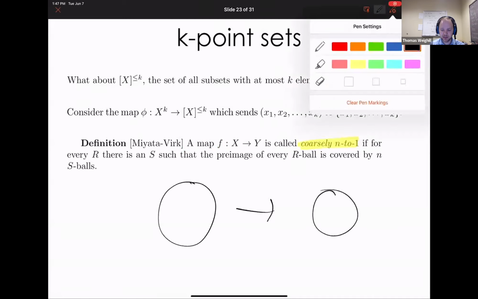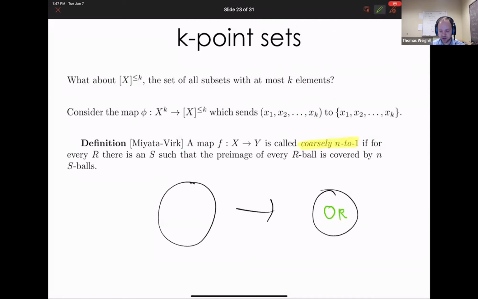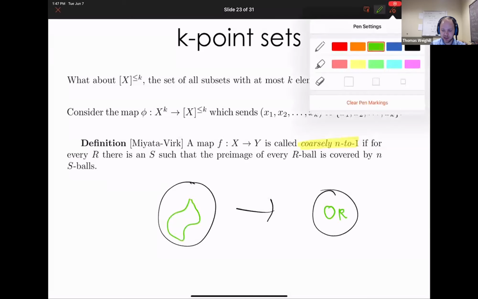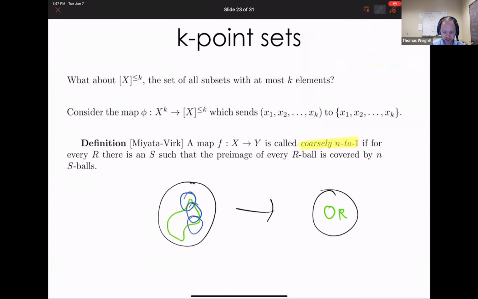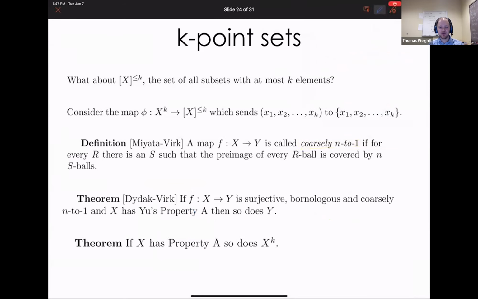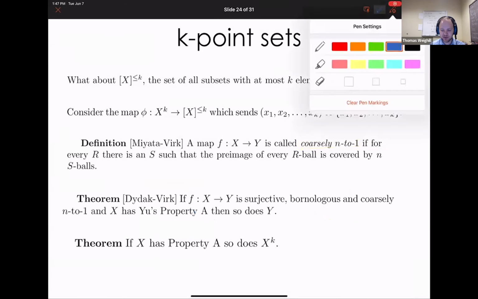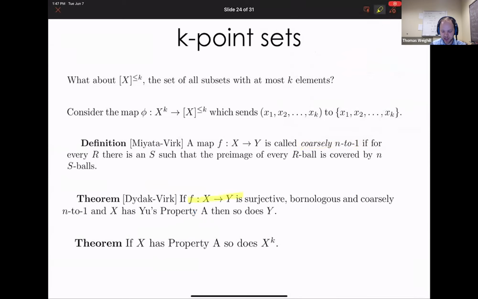A coarsely n to 1 map means that if I have a ball of radius r, then I look at its pre-image, whatever that is, it should be covered by n balls of radius s, where s is somehow dependent on r. So there's an s of r for each of these balls. So it's not really n points to 1, but it's like n small sets to 1 small set. And these are incredibly useful. For example, they preserve a bunch of properties, such as if you have a surjective map which is coarsely n to 1, it is also bornologous.